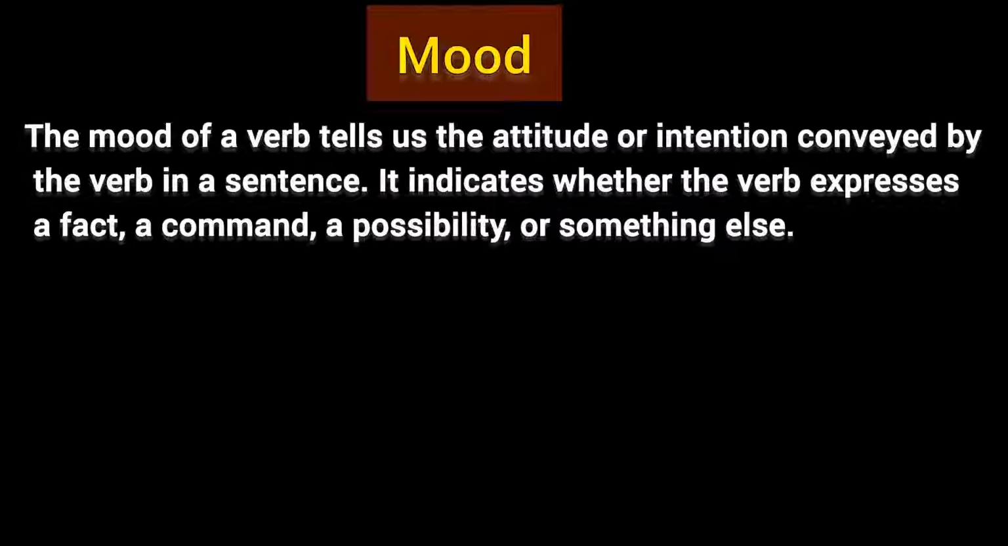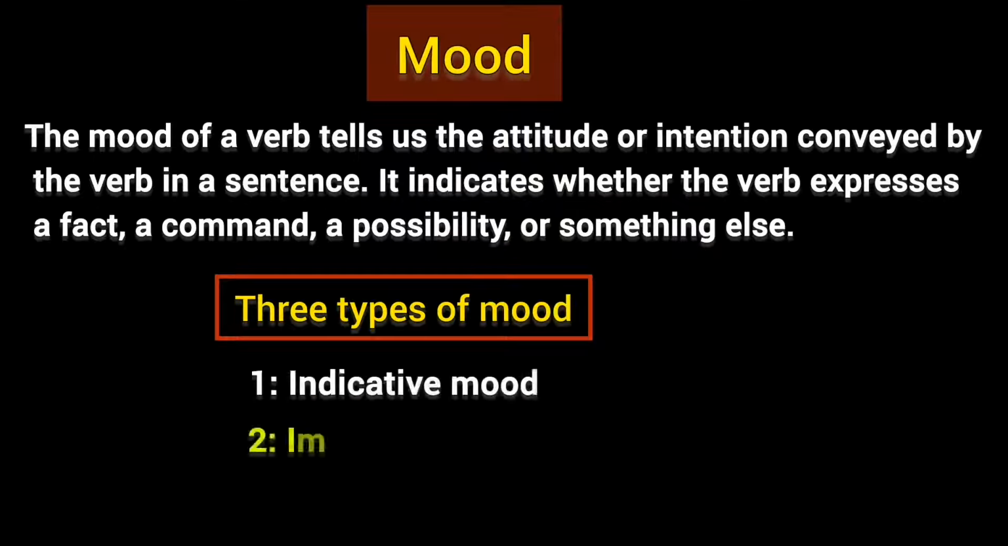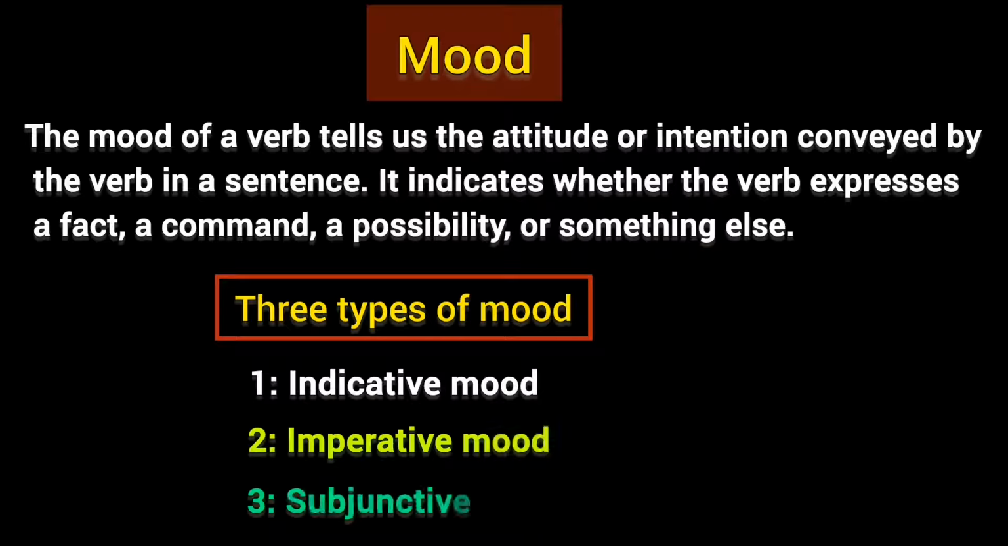The important point is, there are three main verb moods. They are indicative mood, imperative mood, and subjunctive mood. As you have understood, mood is nothing but an intention conveyed through a verb. Now let's first learn indicative mood.